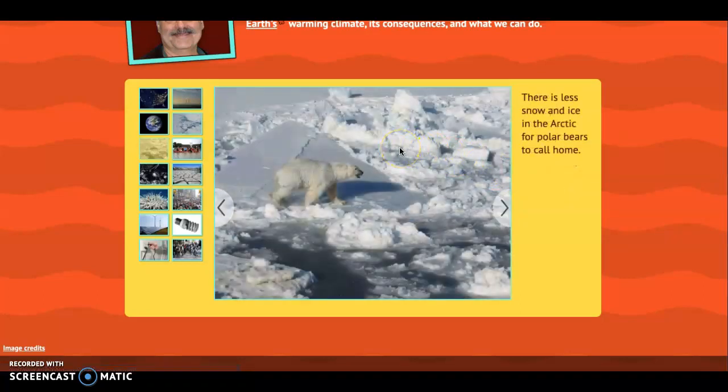Many of the organisms that rely on this ice are suffering because of that. Polar bears are able to swim in the water to find food, but they are finding fewer and fewer pieces of ice to land on as they are hunting for their prey.